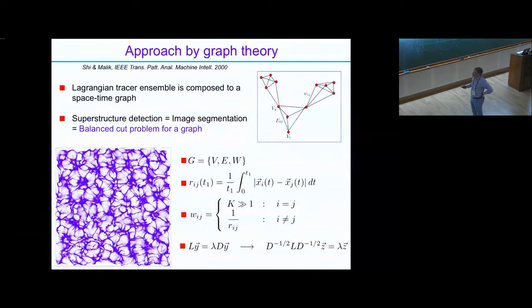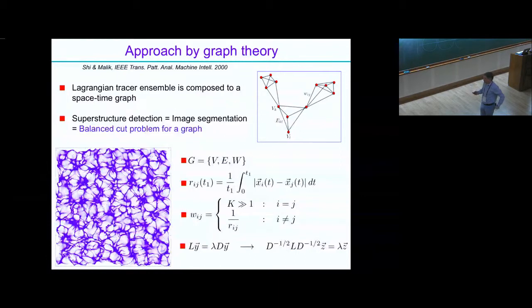And then you are defining a weight, which is basically the inverse of this dynamical distance. So when they come very close, the weight is very high. When they move very far away, this distance becomes large, and then you have a very small weight, which you basically effectively set at some stage to 0. So the task is then the following: to cut such a graph into pieces by just removing a few edges.